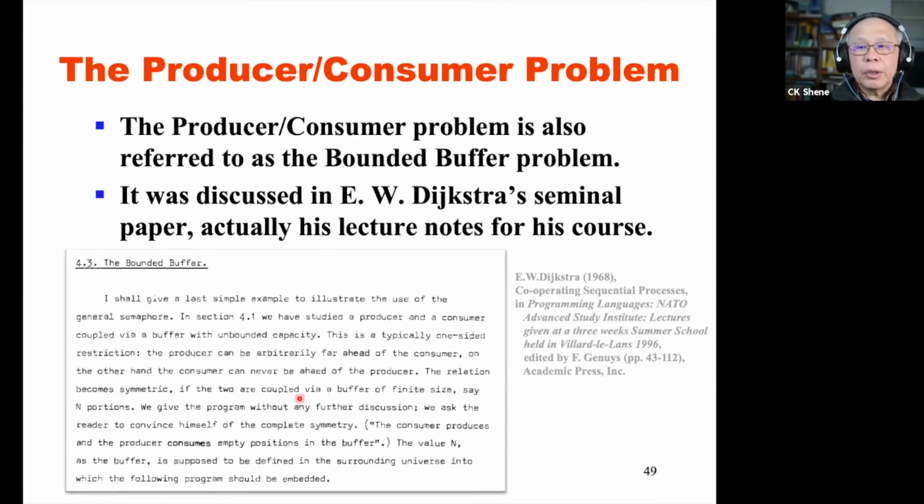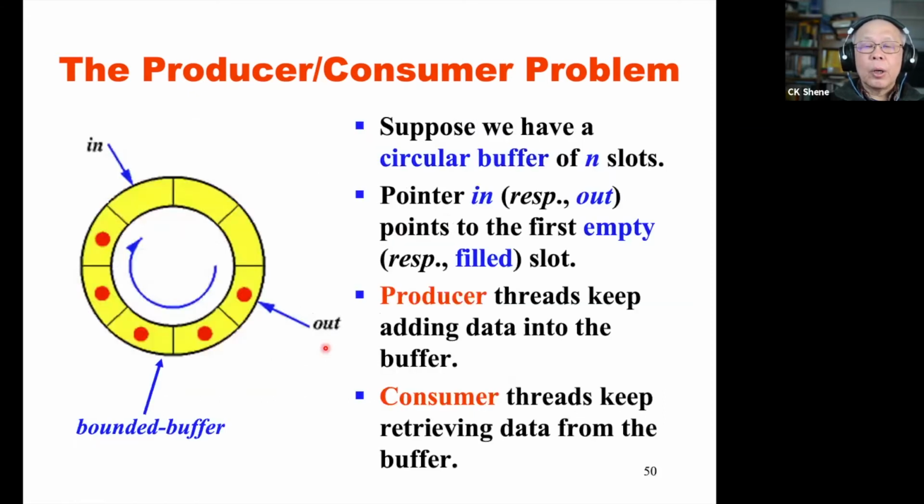As we mentioned earlier, the producer-consumer problem is also referred to as the bounded buffer problem. This problem was discussed in Dijkstra's seminal paper, actually his lecture notes for his course. This is the original version. The printed version is published here. And this version is publicly available on the internet. So the producer-consumer problem goes as follows.